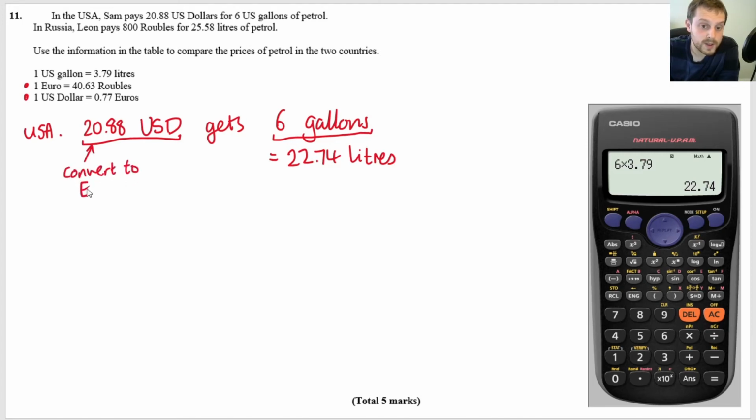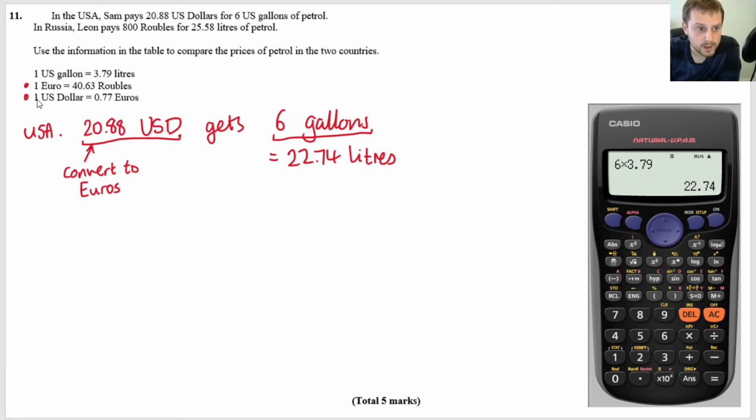We could convert it to rubles if we want, and then we would be able to compare it to the rubles. But the conversion that takes us from dollars into rubles is a little bit complicated, because we've got $1 is 0.77 euros, and then 1 euro is 40.63 rubles. What I'm going to choose to do is convert them both into euros, because we can just directly utilize these bits of information. So anyway, 20.88 US dollars is how many euros?